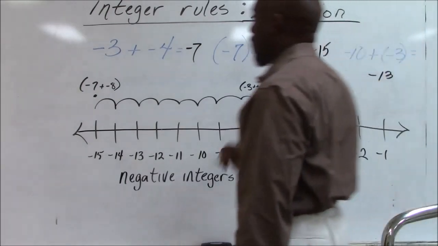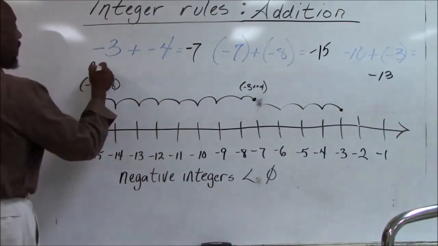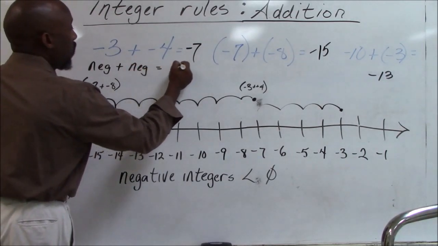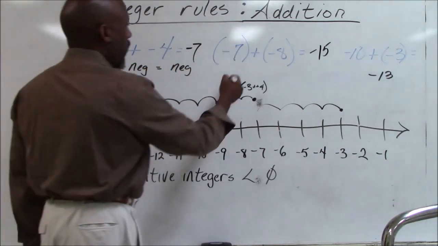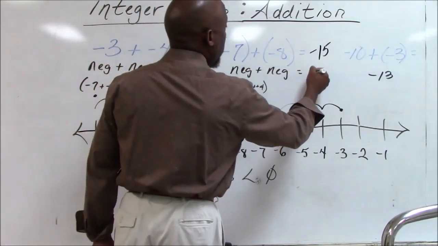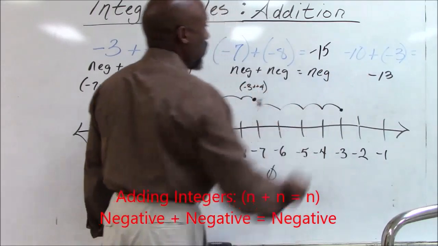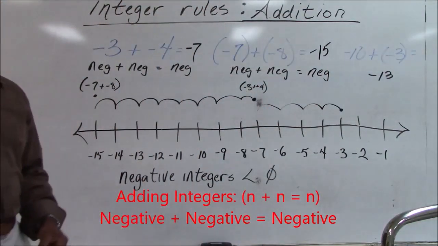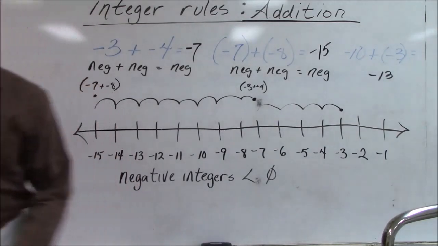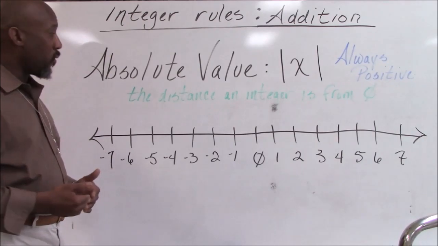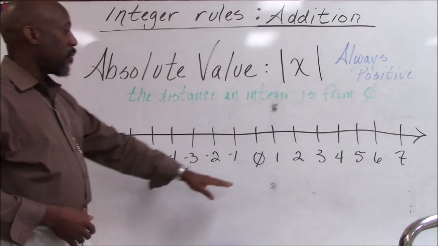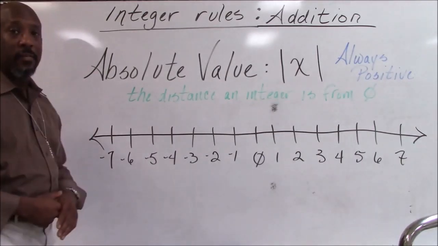All right, let's look at what the rule says. Negative plus a negative is going to equal a negative. We check it again, we still have negative plus a negative, and it still equals a negative. And of course, -10 plus -3, because it equals -13, it tells us that negative plus a negative is a negative. Integers are numbers that are greater than 0, those are your positive integers, and numbers that are less than 0, those are your negative integers.